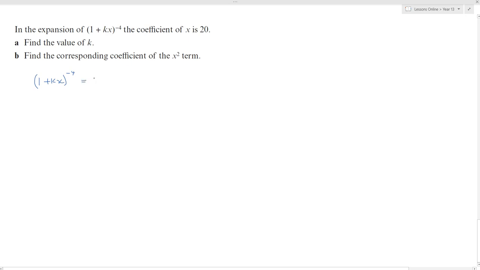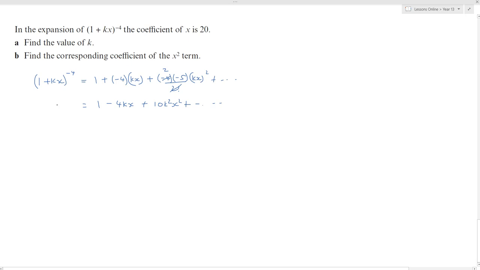In the meantime, we'll go 1 plus kx to the power of minus 4. So if we expand that out, that's going to give us 1 plus, instead of n, we go minus 4 times kx, plus, we go minus 4 minus 1, so that's minus 5 over 2 factorial times kx squared, and it carries on. So that's equal to 1 minus 4kx, and 2 negatives here, so it's going to be plus. The 2 here goes into 4 2 times, so that's going to give us 10k squared x squared, and so on.